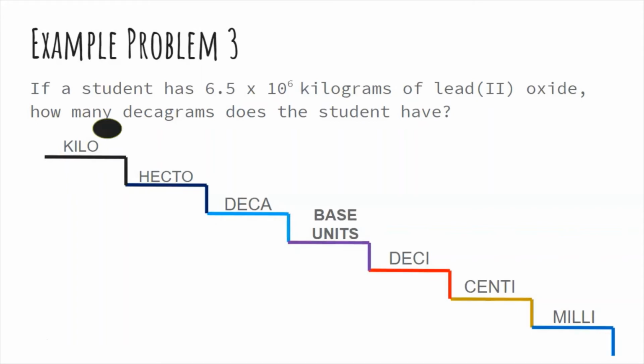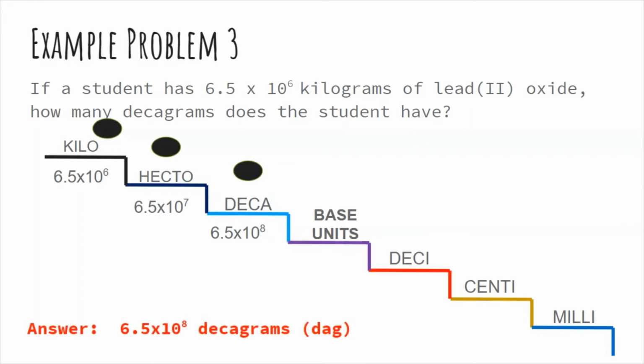Did I do? So we're at kilo, and we're at 6.5 times 10 to the 6th. Then we go down to hecto, and we're adding 1 to the exponent, so it's 6.5 times 10 to the 7th. And now we're finally at deca, which is 6.5 times 10 to the 8th. And if you count, we went down 2 stairs, and we added 2 to the exponent. 6 plus 2 is 8. So your final answer is 6.5 times 10 to the 8th decagrams. That is DAG.